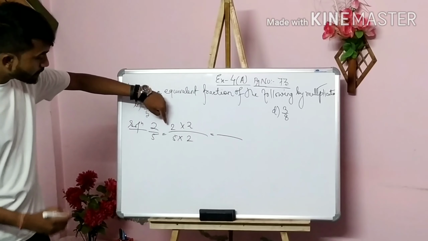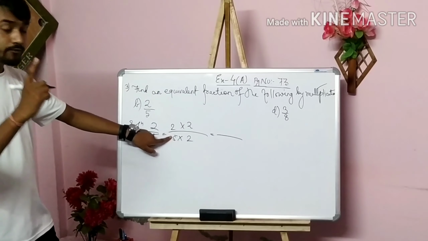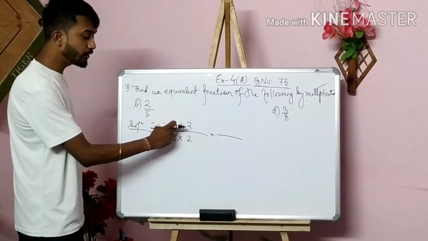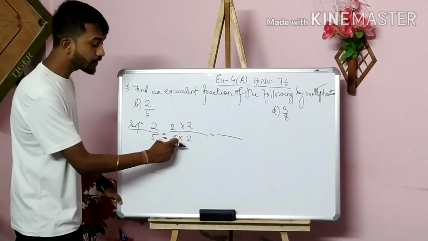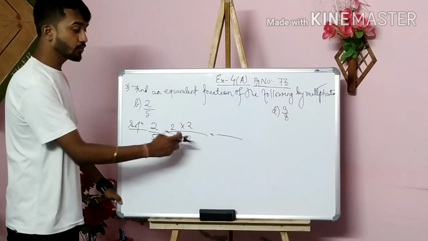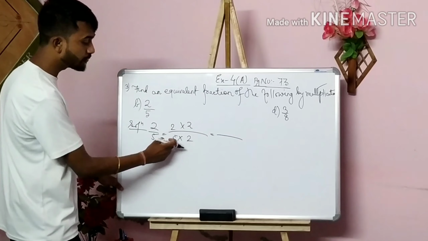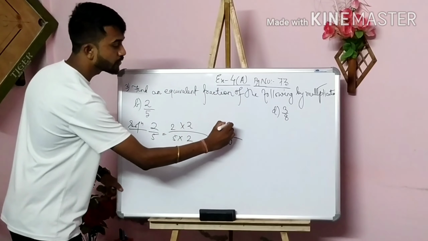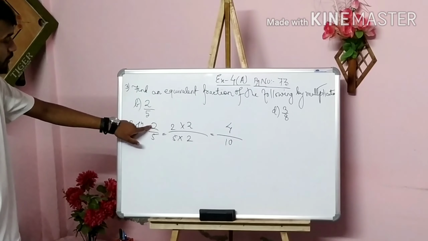Whatever number you are going to multiply with this fraction, it should be the same for both numerator and denominator. That means if I am going to multiply 2 into 2, then 5 should also be multiplied by 2. Is it clear for everyone? So what number will I get? First of all, I am writing for the denominator, 5 2s are 10. I have written 10 here, and 2 2s are 4. So what have we got? We have got an equivalent fraction for 2 by 5.